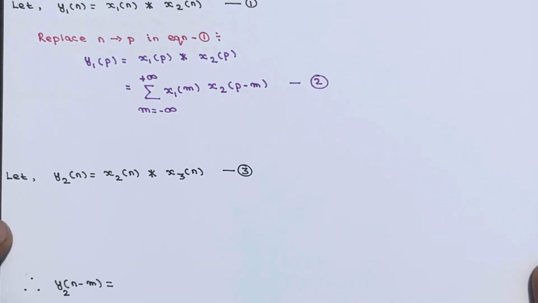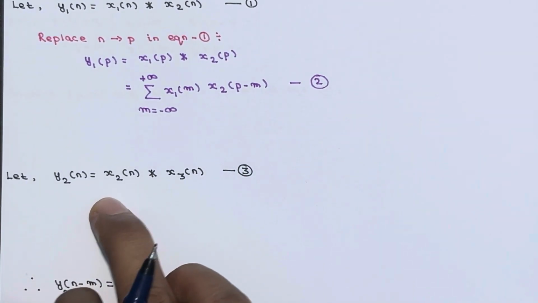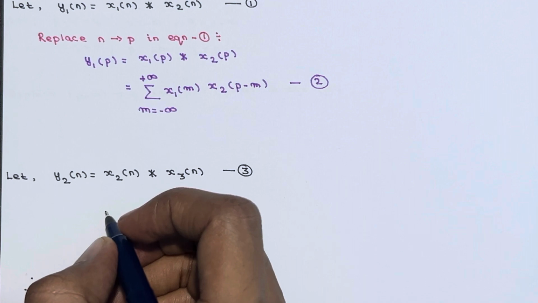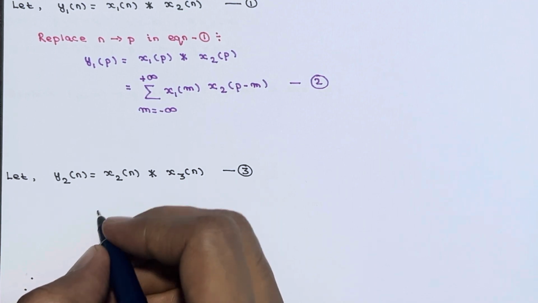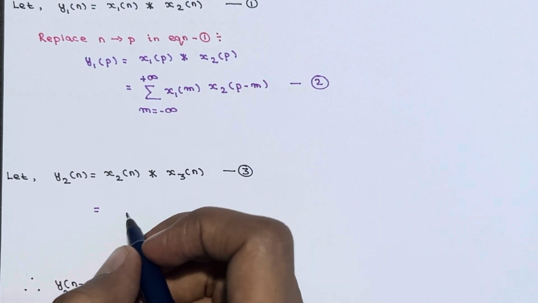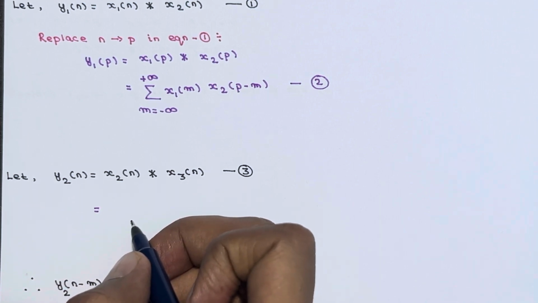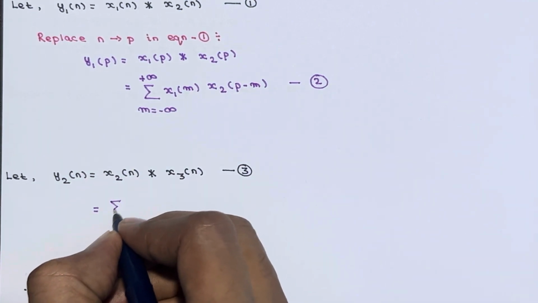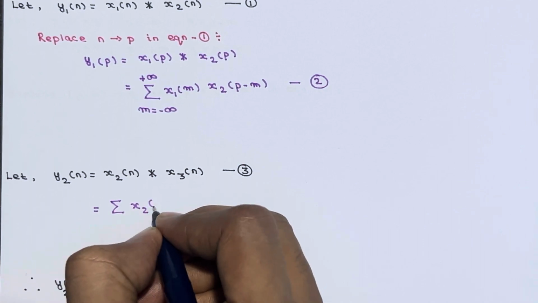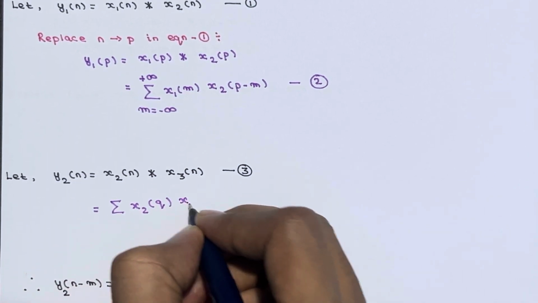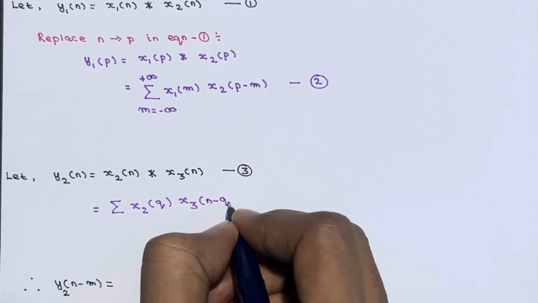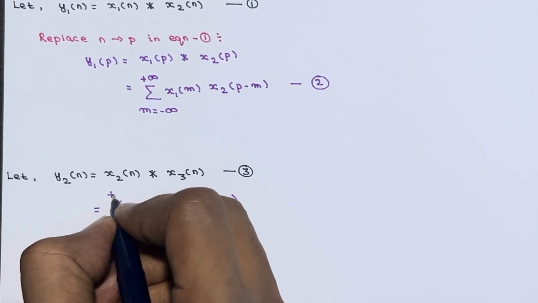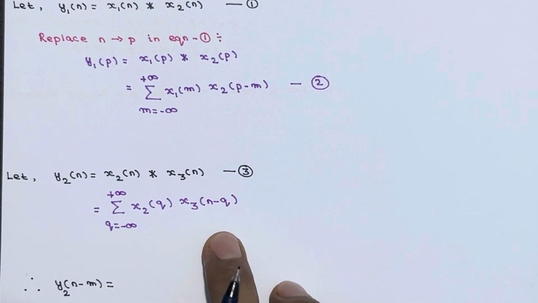Now do the same for this part. Let y2 of n be the convolution of x2 of n and x3 of n. Here, assume the dummy variable I am taking is q, since m is already occupied here. So it will be equal to the summation of x2 of q into x3 of n minus q, where the limit of q ranges from minus infinity to plus infinity. This is clear?